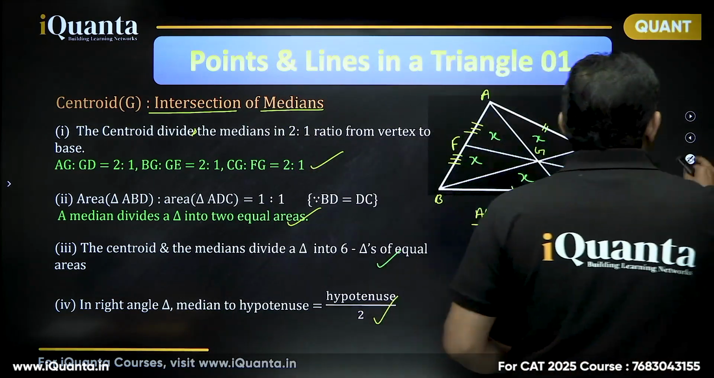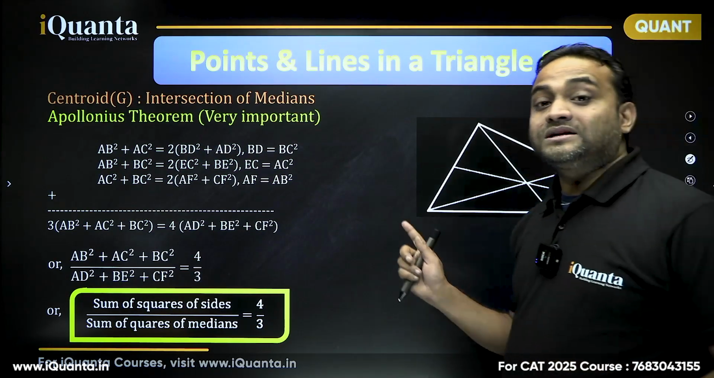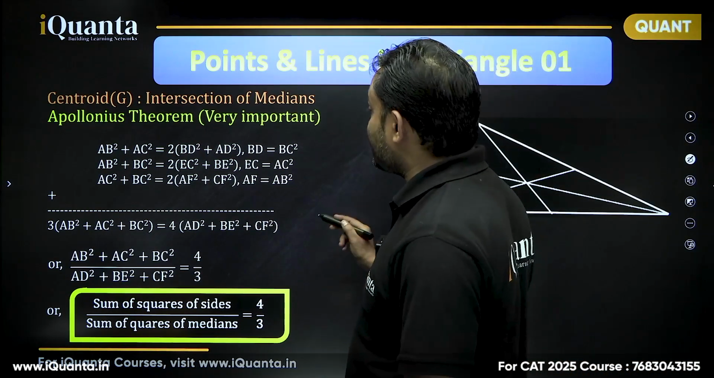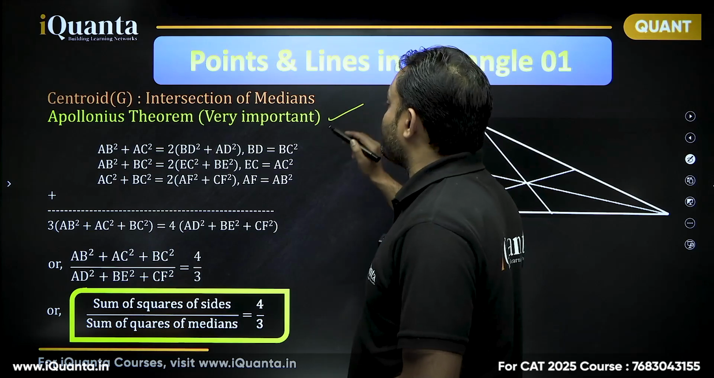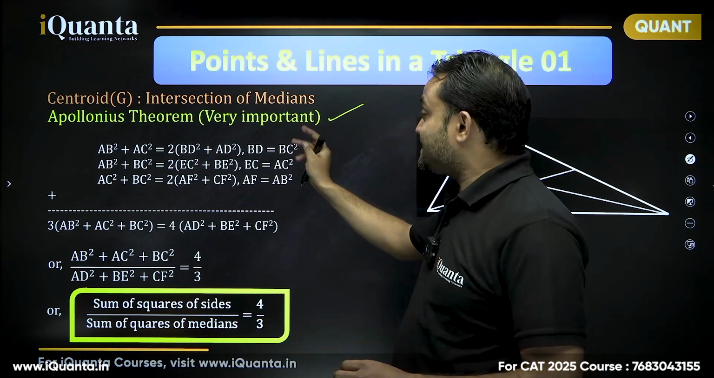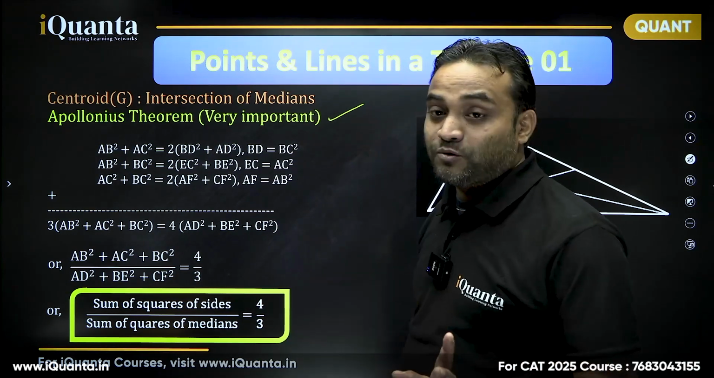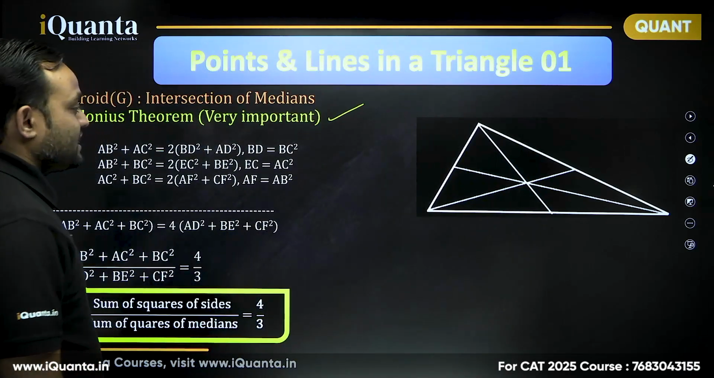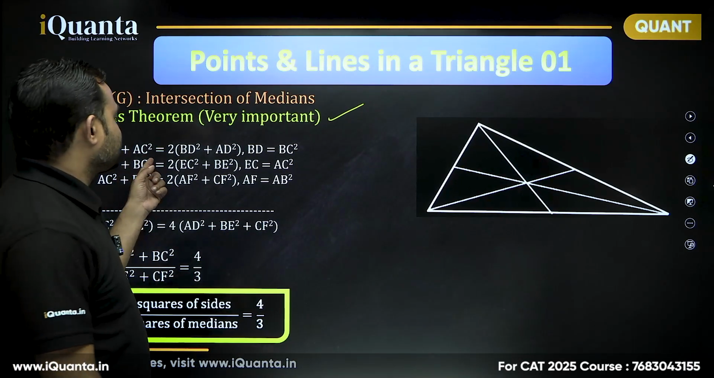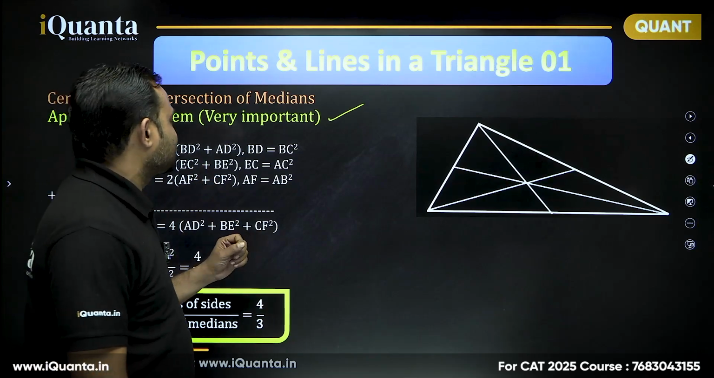Now next is again on centroid, which is about a very important concept which is known as Apollonius theorem. As you can see, it's very important. Now what is Apollonius theorem? It says AB square plus AC square is equal to 2BD square plus AD square.